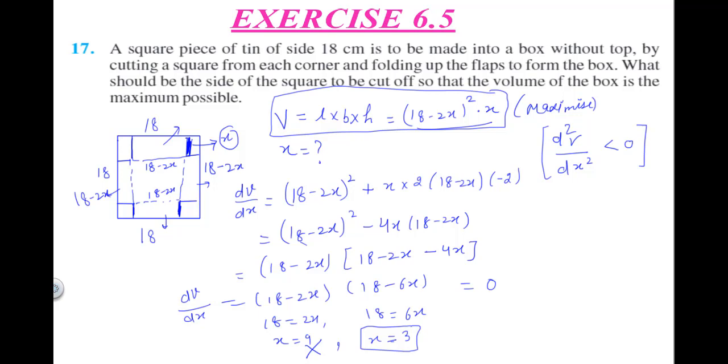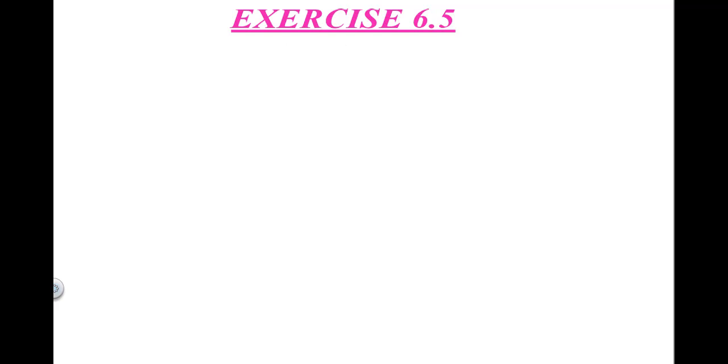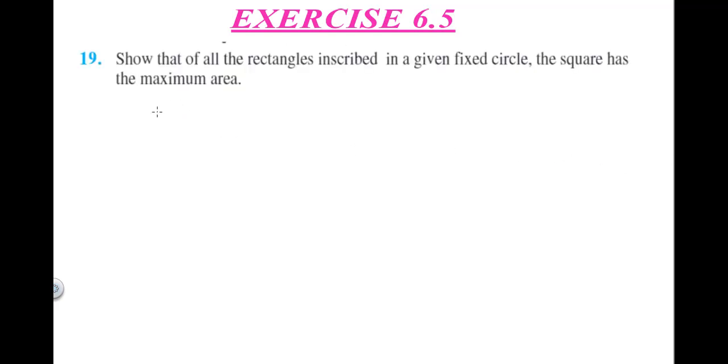Next, question number 18 is exactly same as this. Instead of a square piece, you have a rectangular piece. Clear? So you can definitely try that out and you will be able to do that. Now let us go to the next question. Here comes question number 19. It is said: show that of all the rectangles that are inscribed in a fixed circle. So I'll just draw a circle and a rectangle first.